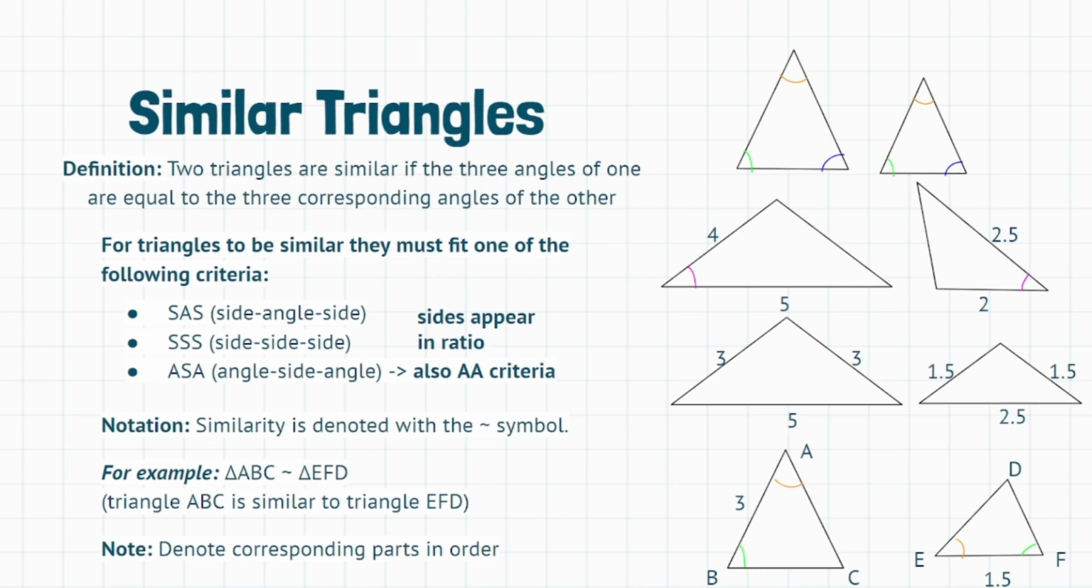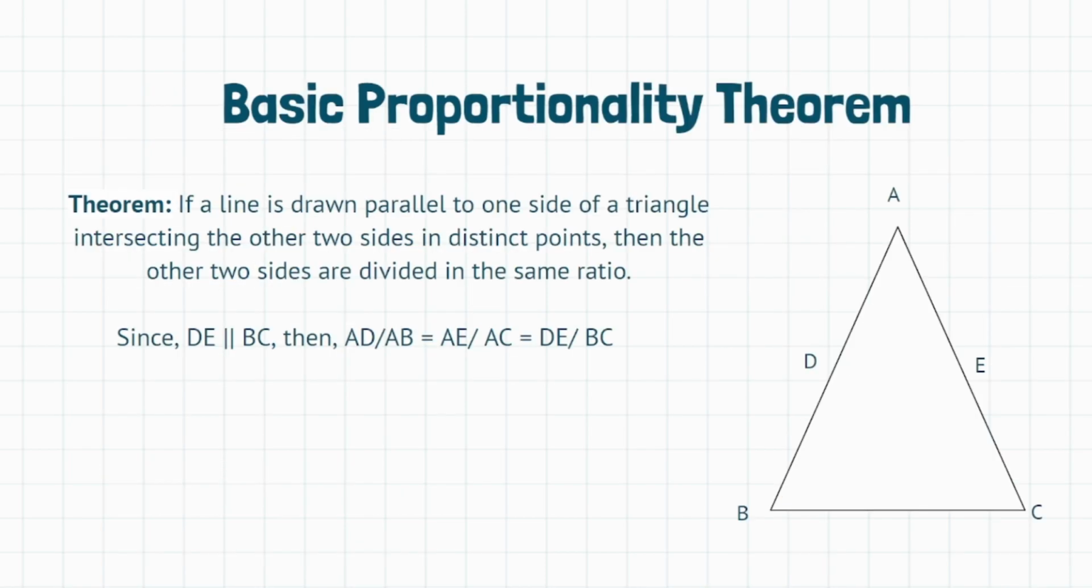We denote triangles are similar with this symbol and read it as triangle ABC is similar to triangle EFD. Take note that we should list the points in corresponding order of equality. Next, we will take a look at the basic proportionality theorem, which states that if a line is drawn parallel to one side of a triangle intersecting the other two sides in distinct points, then the two other sides are divided in the same ratio. Since DE is parallel to BC, then AD over AB equals AE over AC equals DE over BC.